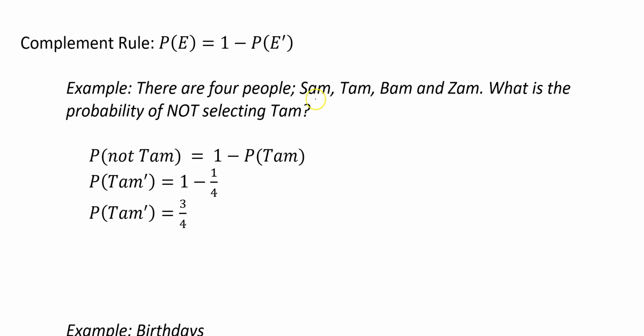And we could have seen that that was 3/4 by looking at the fact that there was Sam, Tam, Bam, and Zam. If I didn't want Tam, then I only wanted Sam, Bam, and Zam, so there's 3 out of 4.